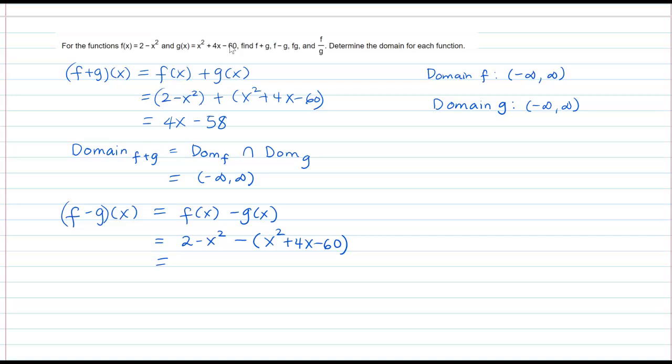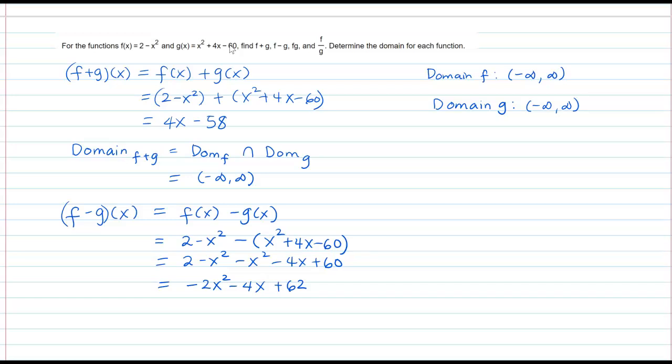And then you perform the operation. So you have 2 minus x squared minus x squared minus 4x plus 60. Simplify it. You have negative 2x squared minus 4x plus 62.